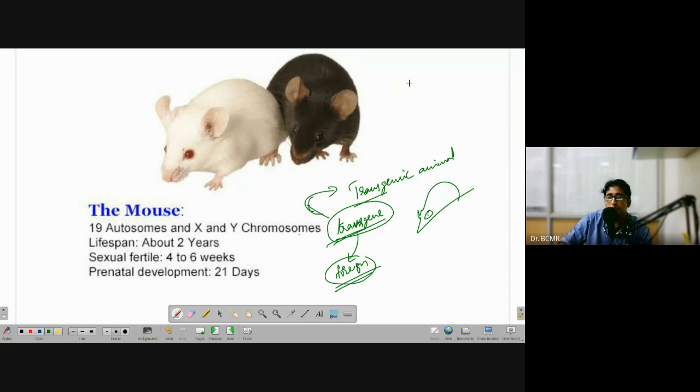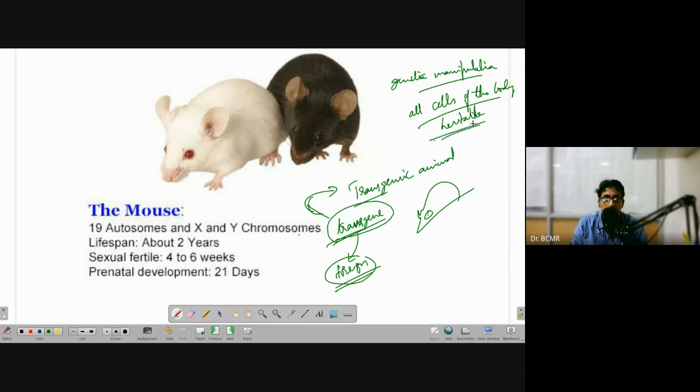The point is there should be a genetic manipulation, and that genetic manipulation should be present in all the cells of the body, which means that it should also be heritable, right? That is the meaning of the transgenic animal in a way.